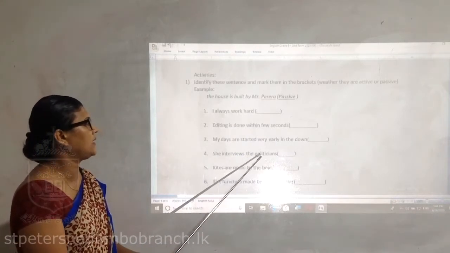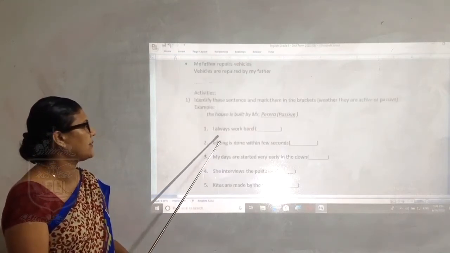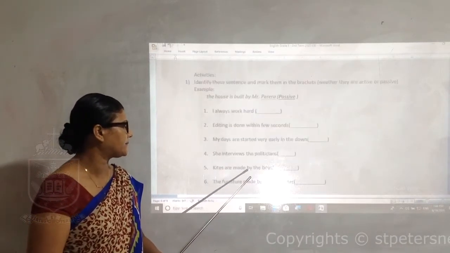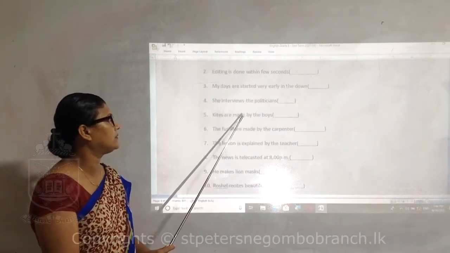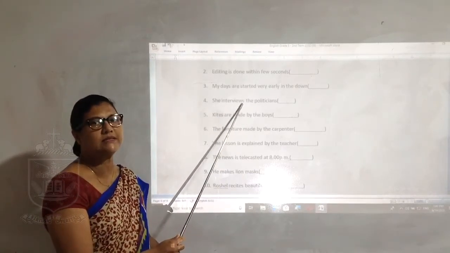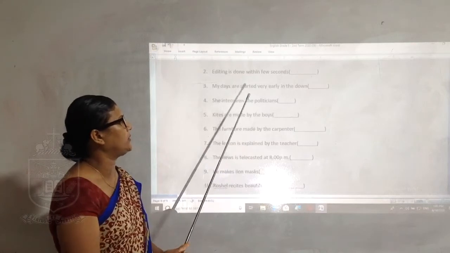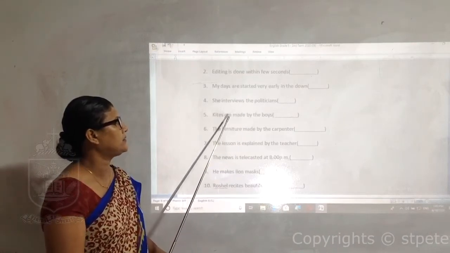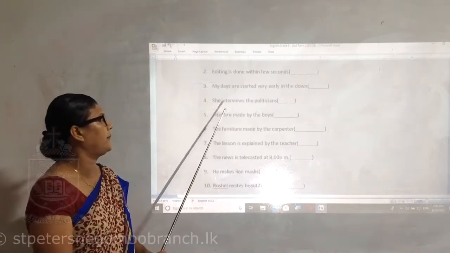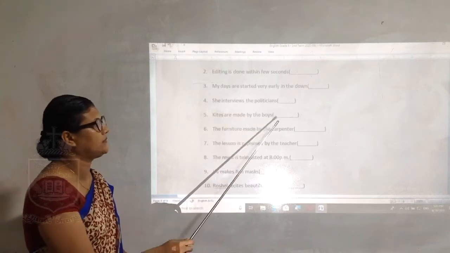She interviews the politicians. Interviews. Here you can see s here. Third person singular subject. She, third person singular. So it has got s there. She interviews the politicians. This is a simple present tense, active voice sentence. Kites are made by the boys. You can see the word by here and also the auxiliary helping be verb and the past participle form of the verb. Are made by. Easily you can say this is a passive voice sentence.